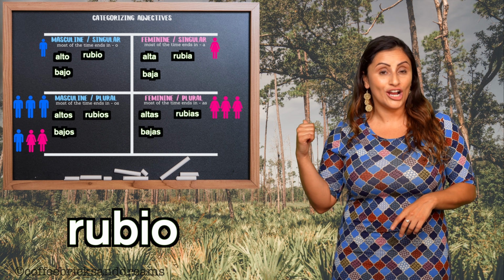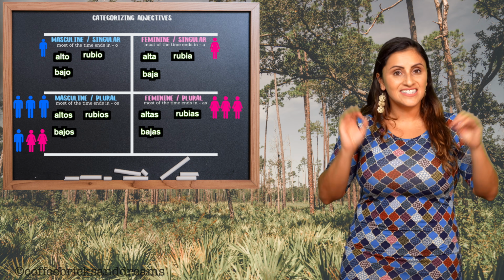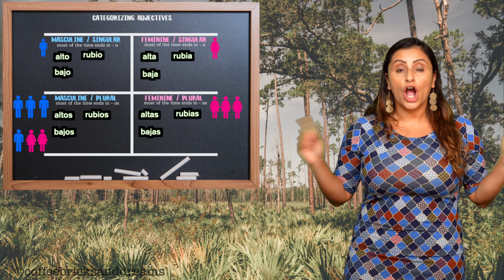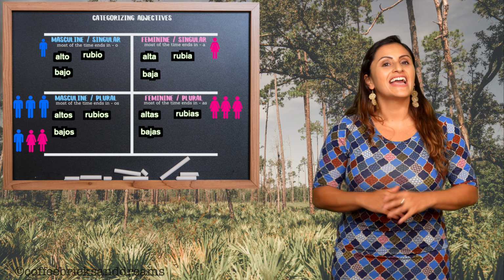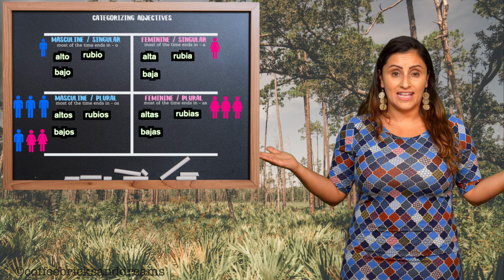Take a look at our chart so that you can see that pattern going on. Okay, Teacher Catalina, that sounds good. I can handle that. But are there any exceptions? Are there any adjectives that do not end in an O? Well, the answer is yes, absolutely. There are some adjectives that don't end in an O.